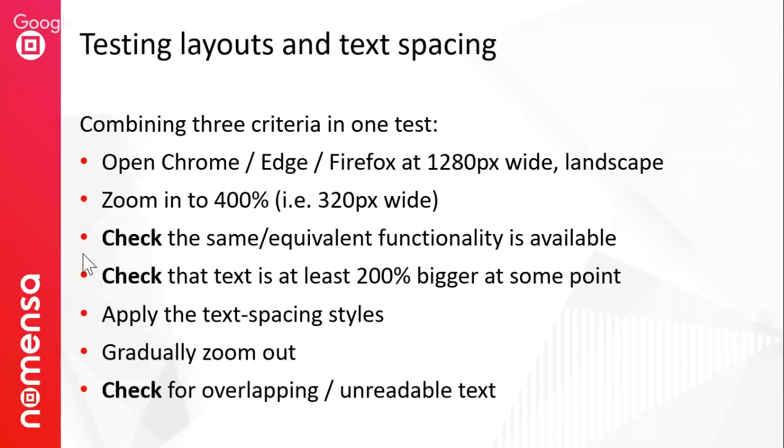Open up a browser, set it to 1280 pixels wide. I use the Web Developer toolbar for that. Zoom in to 400%. Check the same functionality is available. Check that text is at least 200% bigger. Then I apply the text spacing styles and gradually zoom out. And as I do that, I check for overlapping and unreadable text.